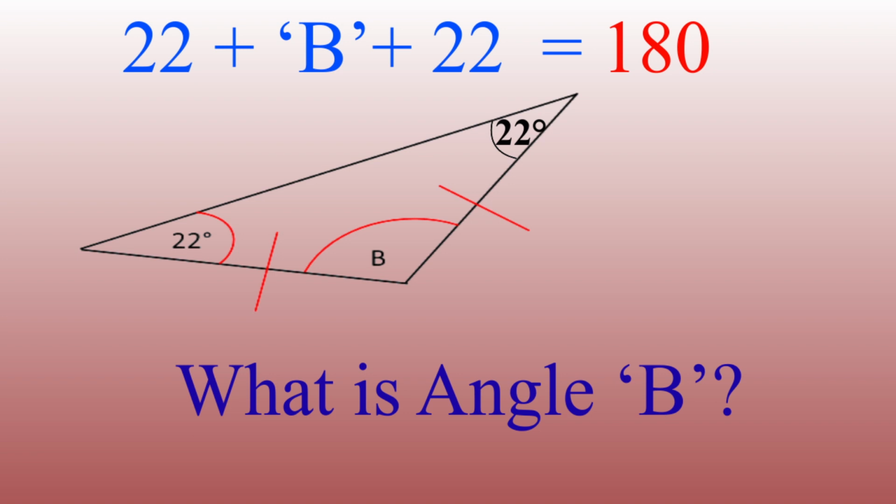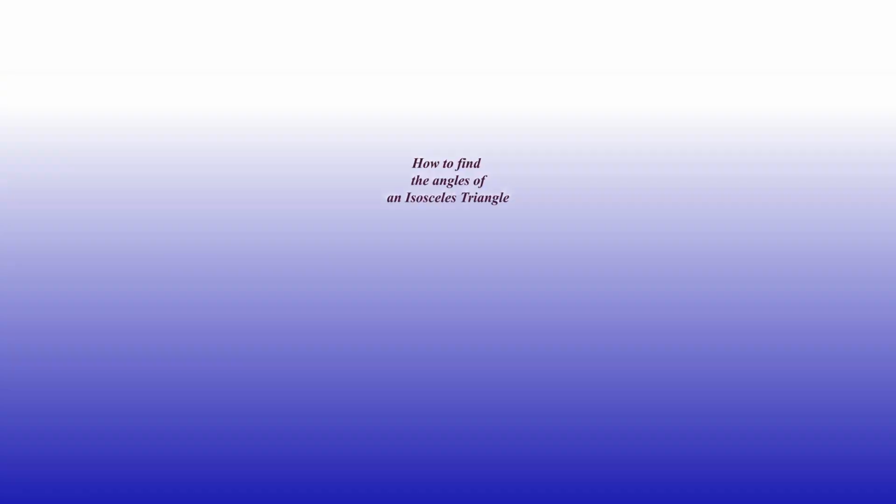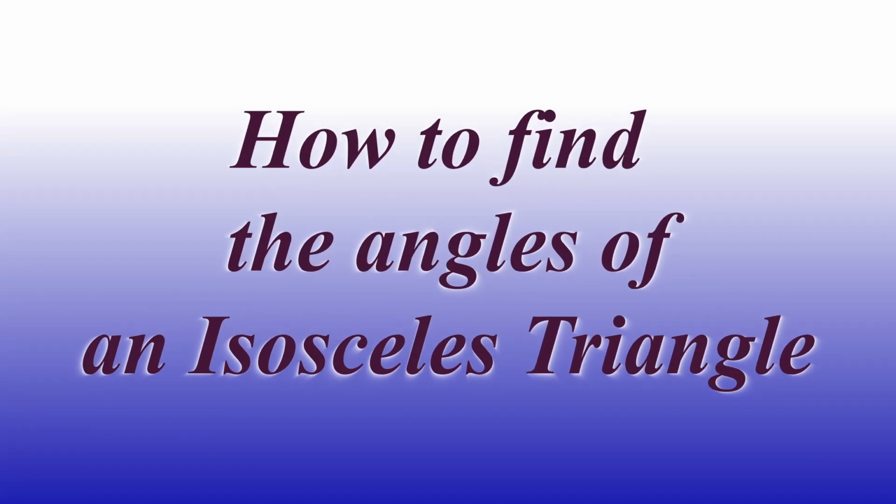What does that mean? We have two lots of 22, so 44 plus B equals 180. We can rearrange this because 44 and B together are 180. If we take 44 away from 180, we get B. So 180 minus 44 equals 136. B equals 136. There is our answer. So that's how you find the angles of an isosceles triangle.